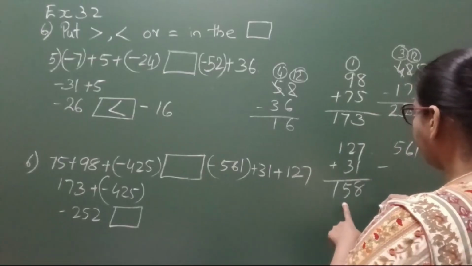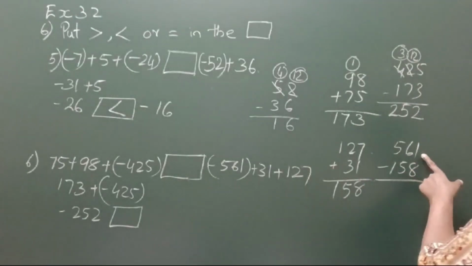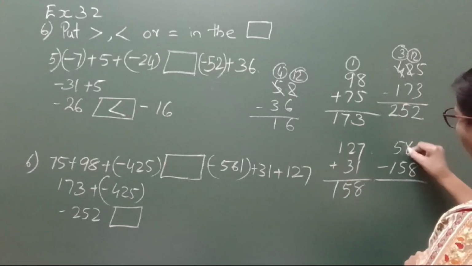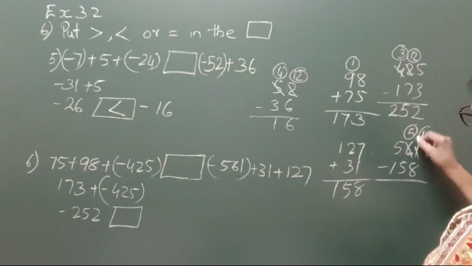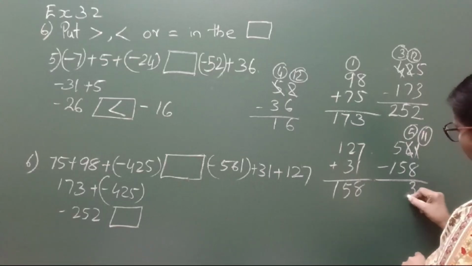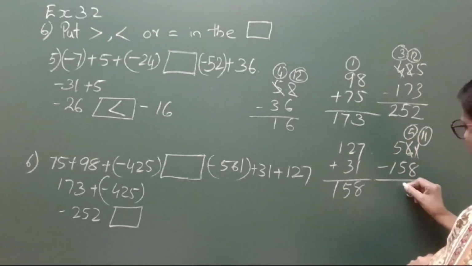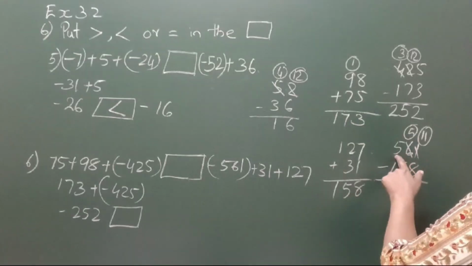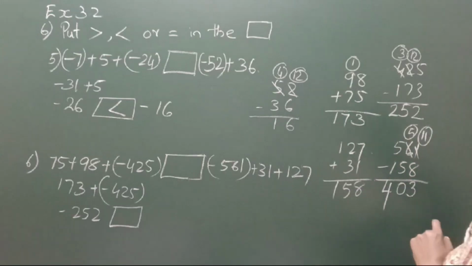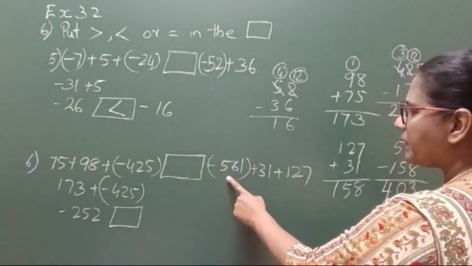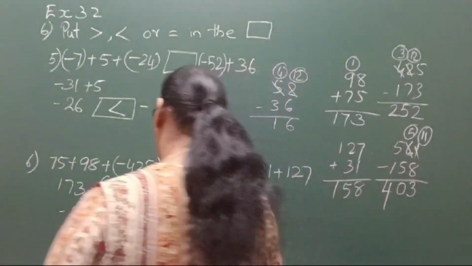561 minus 158. From 1 we cannot subtract 8, so we have to borrow from here. 6 becomes 5. 1 becomes 11. 11 minus 8 is equal to 3. Here remaining 5. 5 minus 5 is equal to 0. Then 5. 5 minus 1 is equal to 4. Since the greater number's sign is negative, so 403 is minus 403.